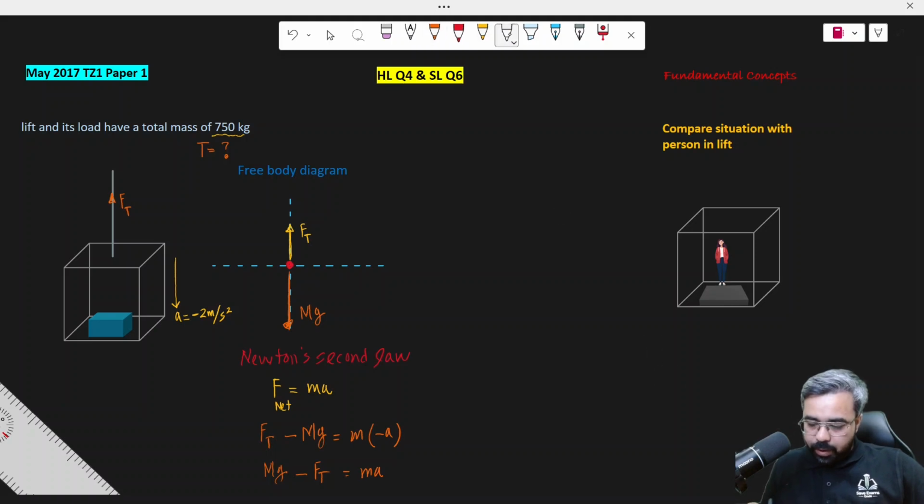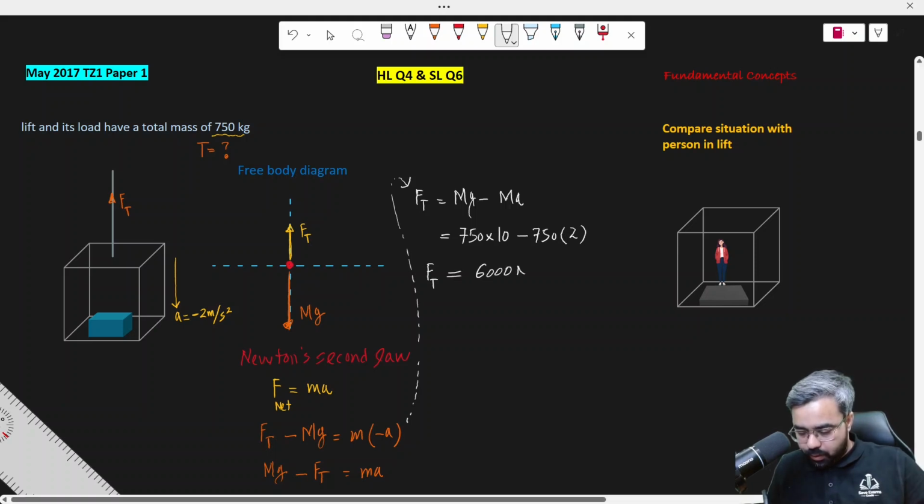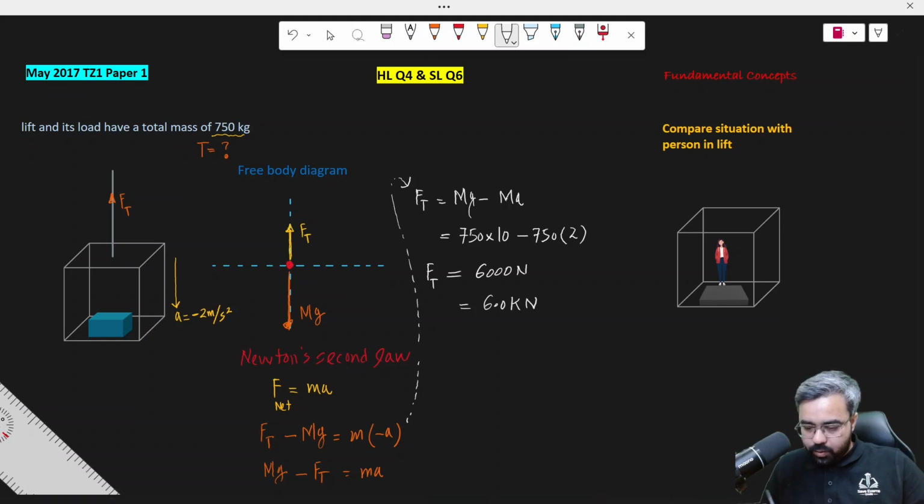So we can find out the value of the force of tension. The force of tension in a cable will be equal to mg minus ma. So the weight of the elevator is 750 times 10 minus 750 times 2. So this is the force of tension in a cable, and its answer is 6000 Newton, which you can also write as 6.0 kilo Newton. So that's why its answer should be option B.